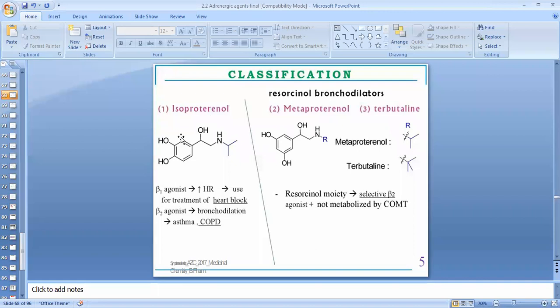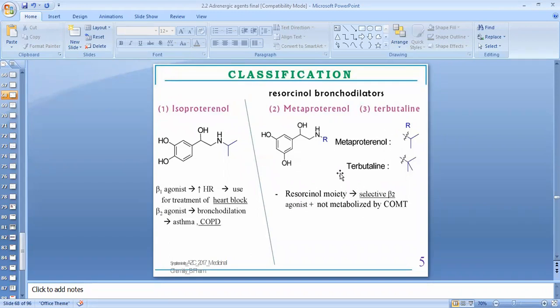This was the catechol nucleus containing beta 1 agonist. Now, which are the resorcinol-containing beta 2 agonist drugs? Metaproterenol and terbutaline. In this case, if this R is a dimethyl moiety, then this is metaproterenol, and if the tertiary butyl moiety or tertiary methyl group is there, then the name of the structure is terbutaline.